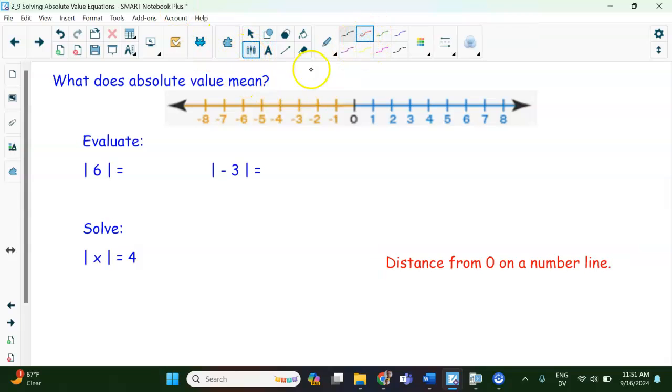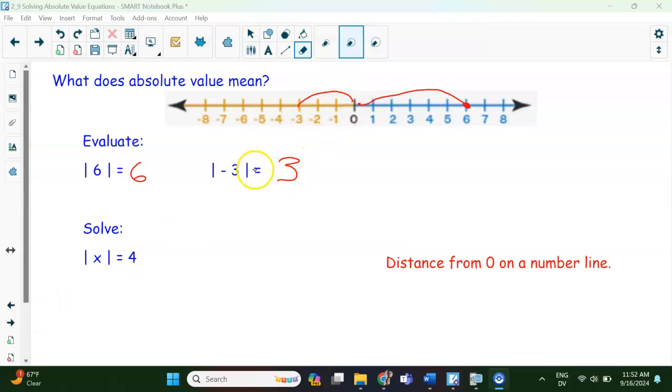So like this one, this 6, if we look at a number line, here's 6, and we're 6 away from 0, so this is 6. Okay, and then for -3, that's just 3 away from 0, so it's like that. So this means distance from 0.